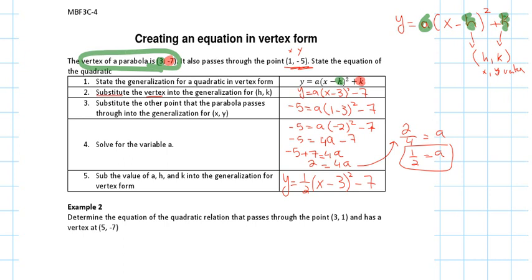Okay, so what I'm going to do is stop the video, and I want you to do example number 2. Read the question carefully, check which one is the vertex, which one is the point, and then do the math.